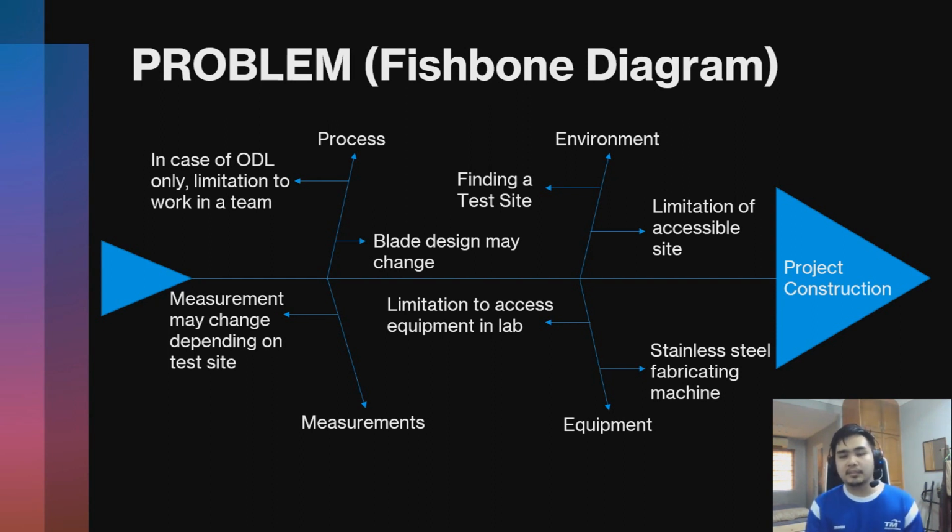And even if we get back to EMP, we might have a limitation to access the equipment lab. And the last one is the measurement of our chosen idea. The design or the measurement may change depending on the test site we choose, if we are able to find one, as the measurement of the project design could change the outcome of our project.